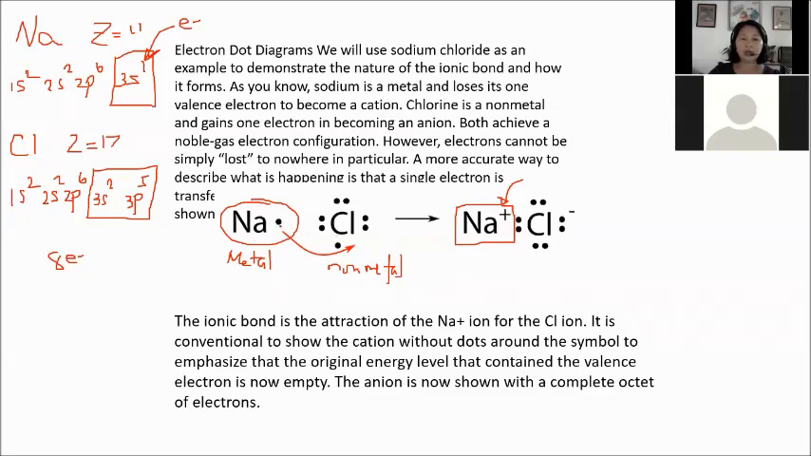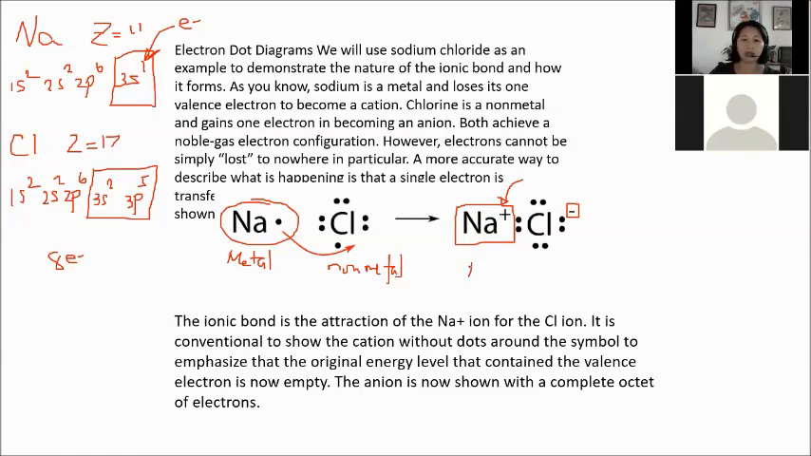And then, by accepting 1 electron from sodium, si chlorine ay magiging negatively charged. Bakit kaya negatively charged? Kasi wala pang natanggap si Cl, balance yung positive at saka negative charges. But then, due to transfer of 1 electron from Na, nagsobra na yung electron. That is why the charge now is negative.